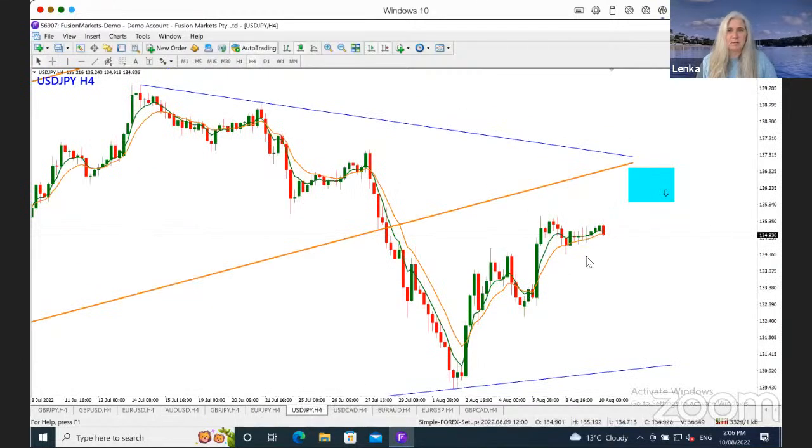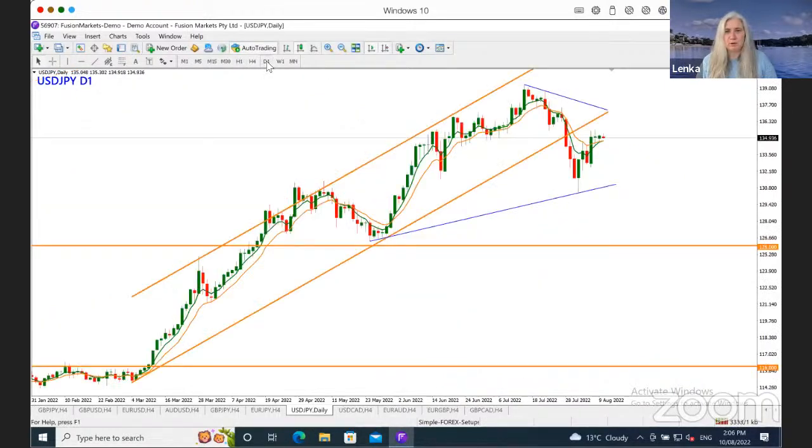Next currency pair I'm looking at is USDJPY, and on USDJPY, I'm looking for short. So similarly to last week, we've had the breakout of the previous trend going upwards. So now I'm looking to see if the price will come up and retest at that level, either at the previous channel line or the previous lows there.